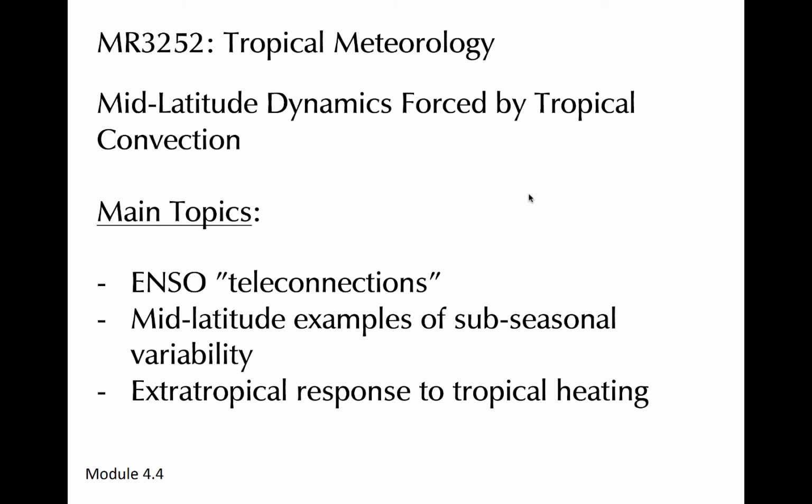This module will review some of the off-equatorial impacts to the global circulation caused by latent heating in the tropics. In particular, we'll look at the impacts of variability in tropical convection caused by ENSO and the MJO on mid-latitude weather.